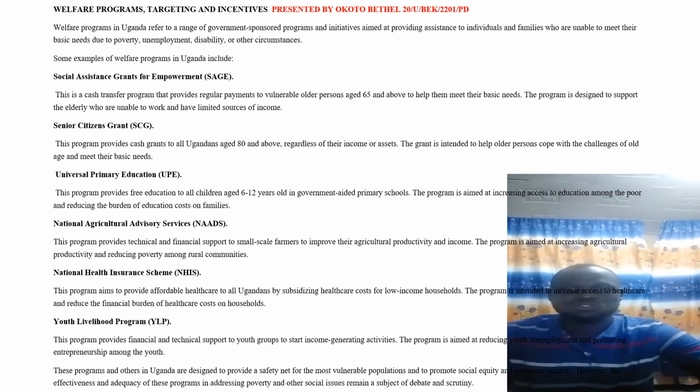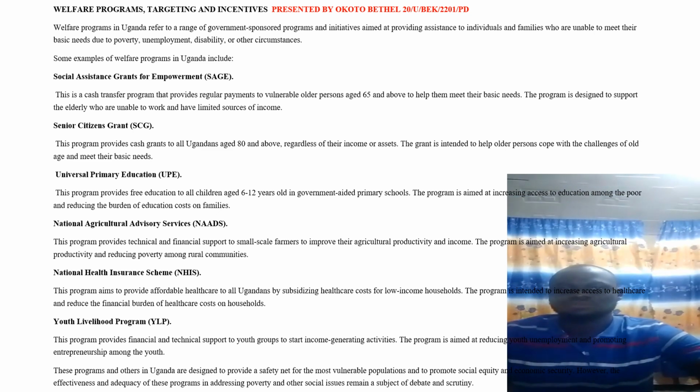The next one is Universal Primary Education. This program provides free education to all children aged 6 to 12 years old in government-aided primary schools. The program is aimed at increasing access to education among the poor and reducing the burden of education costs on families. The next one is National Agricultural Advisory Service. The program provides technical and financial support to small-scale farmers to improve their agricultural productivity and income, and to reduce losses among farmers in rural communities.